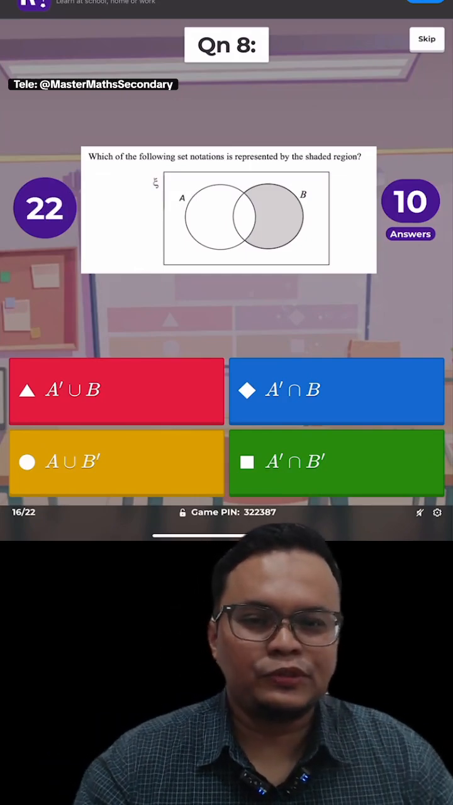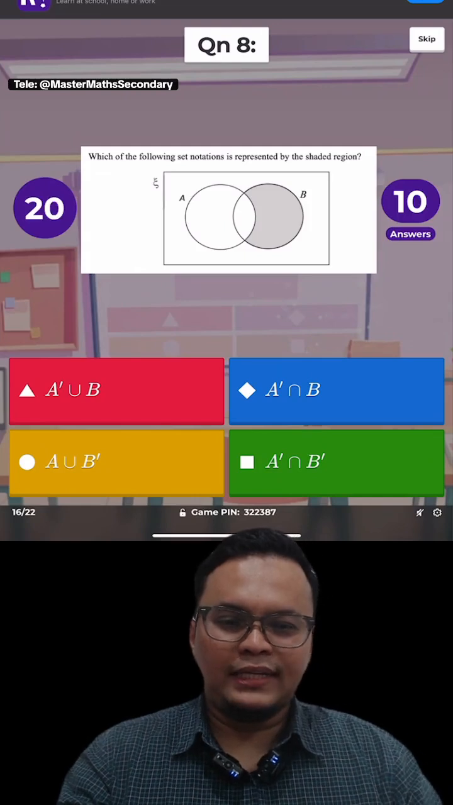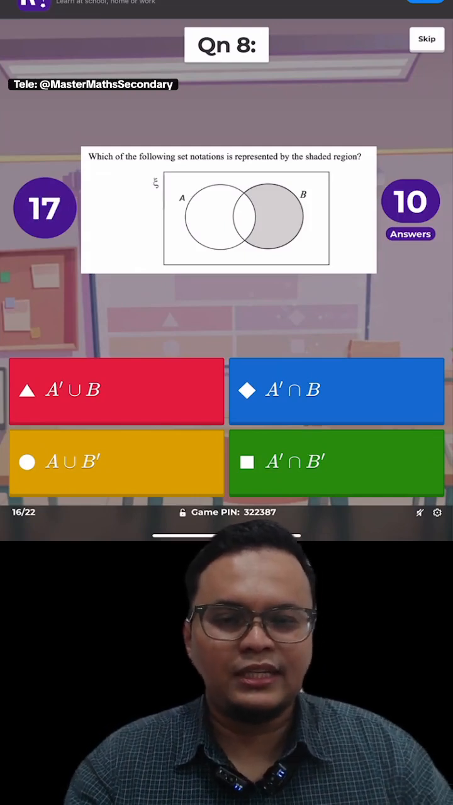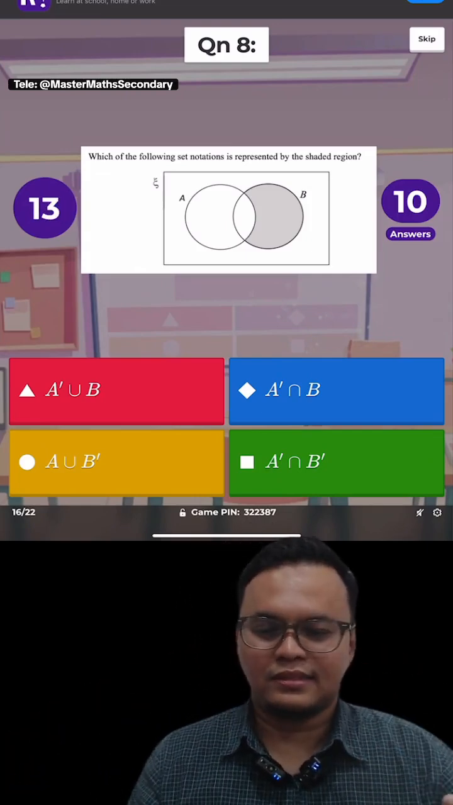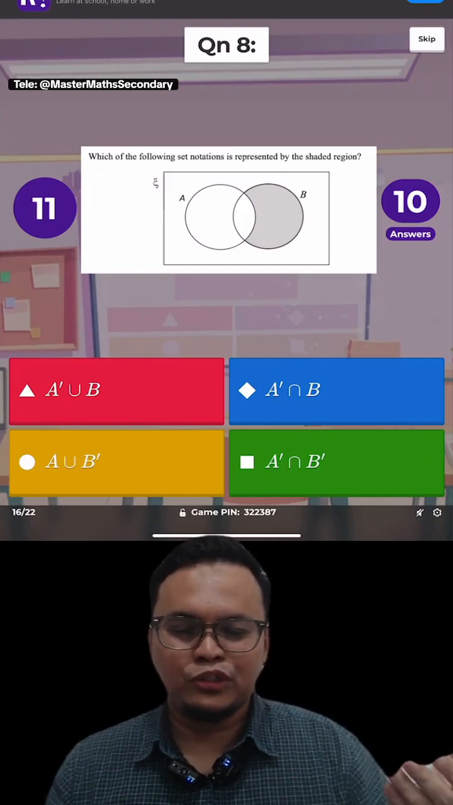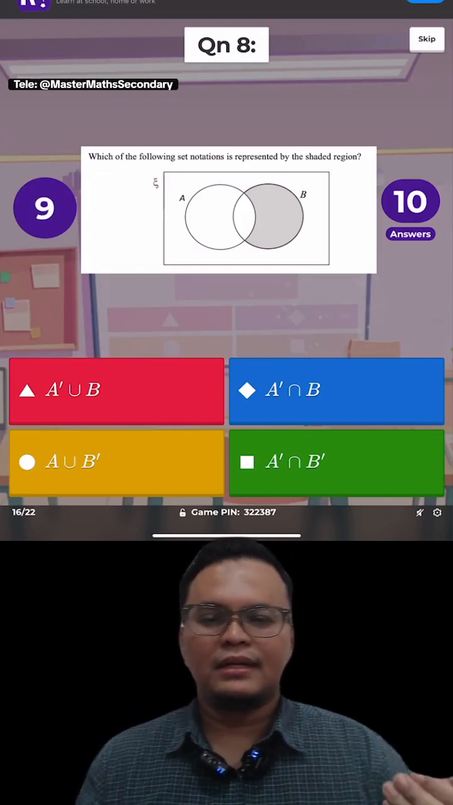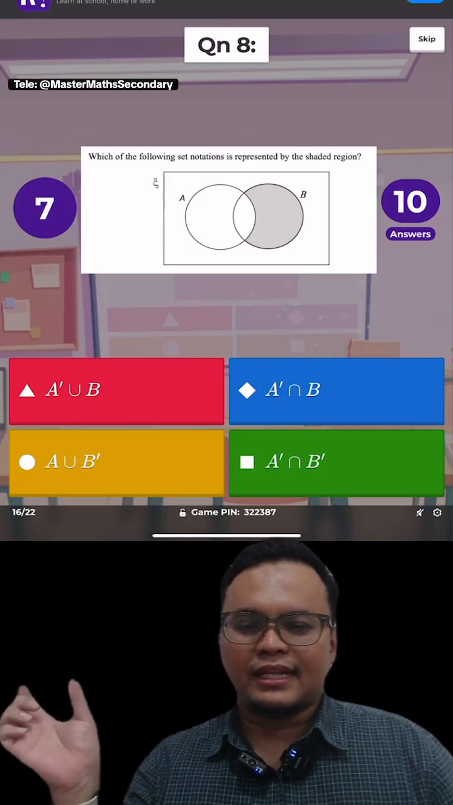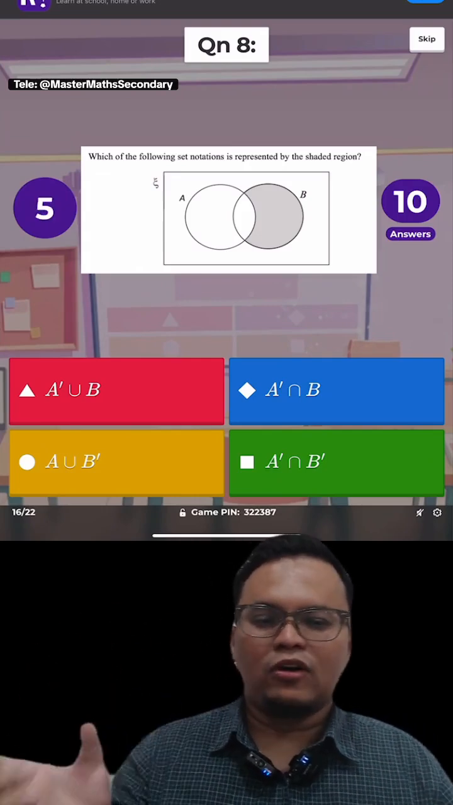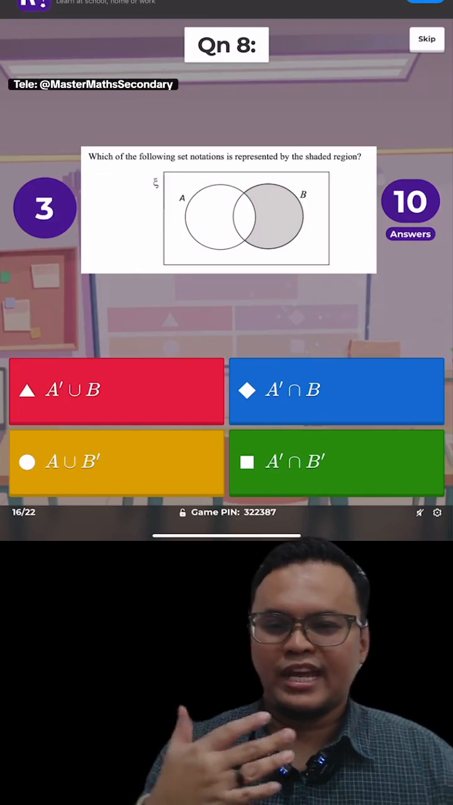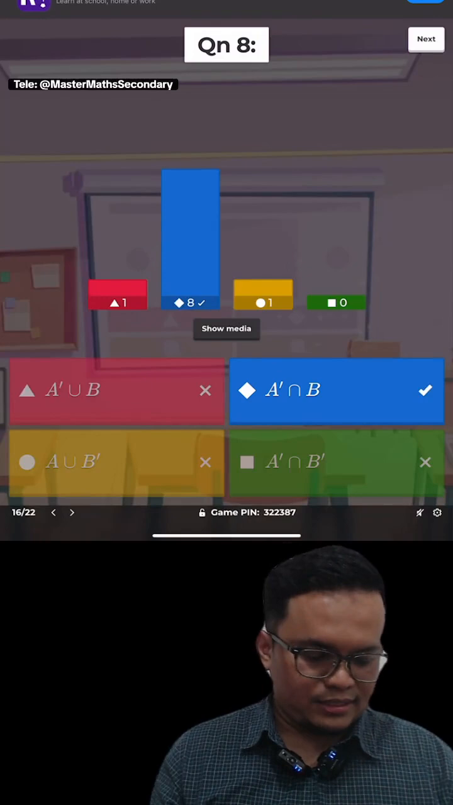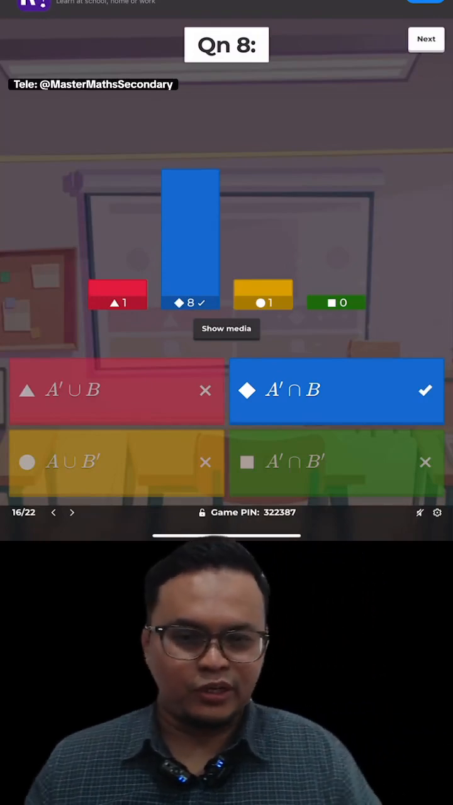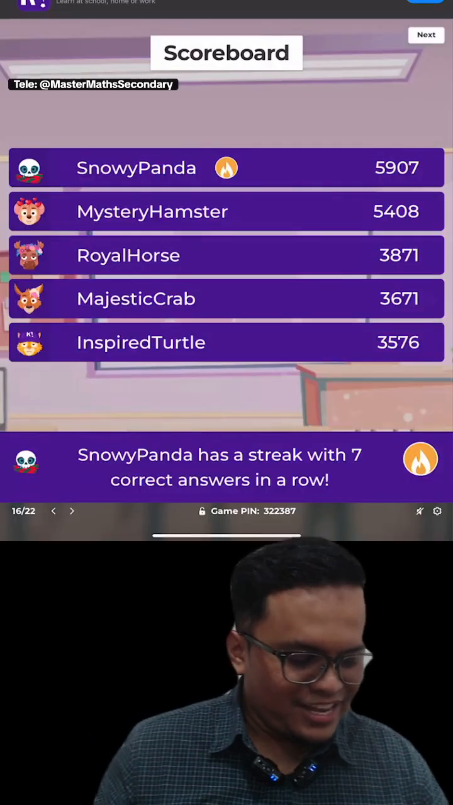We're at question 8. One hint on doing this, guys, is to describe the shaded part in words, like in simple English. How would you describe that shaded part? Use words like inside, outside, and all. This would help you ascertain which is the correct set notation to use. Wow, most of you are good at this. Good, it's the blue one.